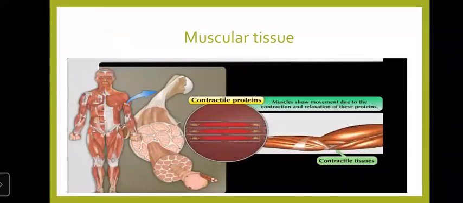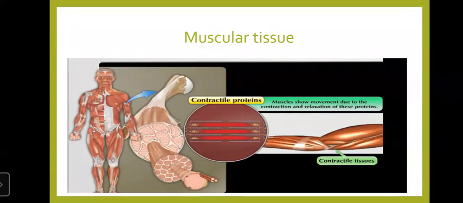Now, who brings about all this kind of movement, may it be voluntary or involuntary? It is a characteristic of a specialized tissue in our body called muscular tissue. Now, you can see the picture on the screen. Our entire body is covered by muscles. Movement of each and every part of our body is because of the muscular tissue.